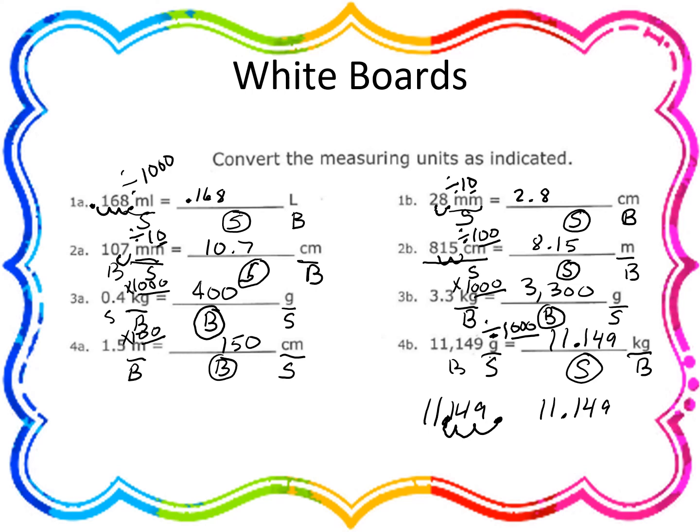Again, guys, the strategy does not change. The only thing that's different here is we're dividing and multiplying by tens, hundreds, and thousands. Nothing else changes. There's no math really involved. We're just moving the decimal.